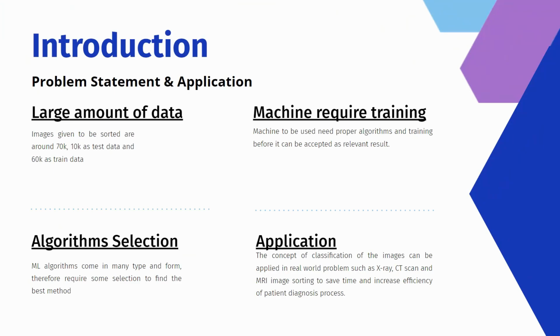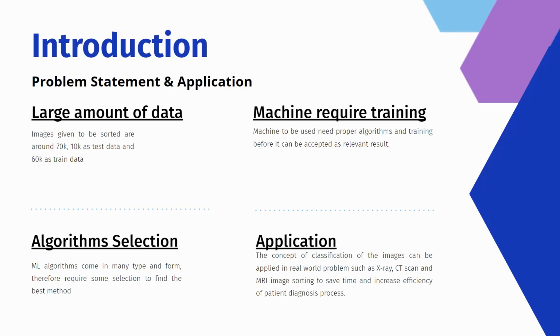The first problem is this. The first problem statement is the data to be processed is very large, around 70,000, of which 60,000 is training data and 10,000 is testing data. The next problem statement is that if the data is to be processed by machine, it will require a proper algorithm and training to ensure relevant output. And the final problem statement is that for machine learning, there is a wide variety of algorithms and methods to be selected. For application in this research, the algorithm must be able to fit data and perform classification with high accuracy.